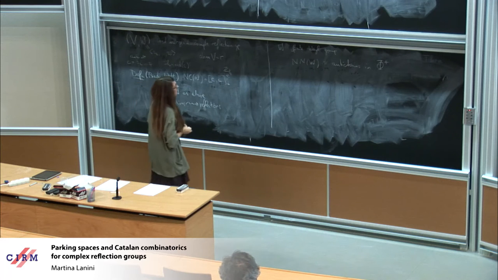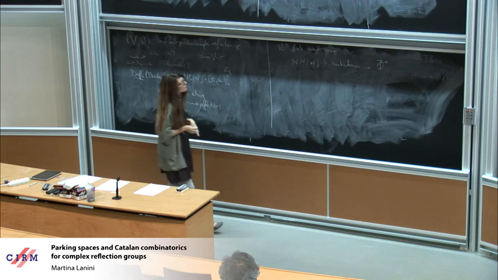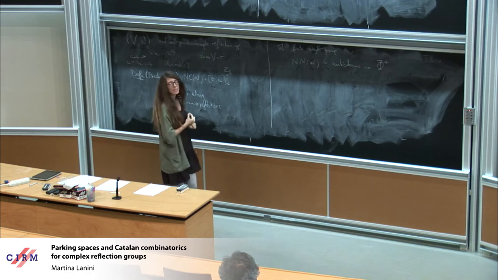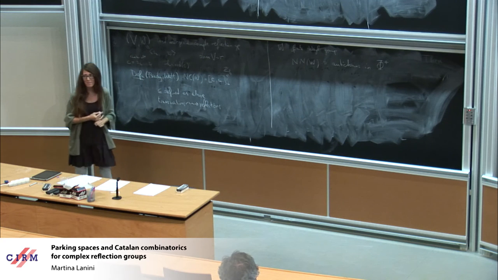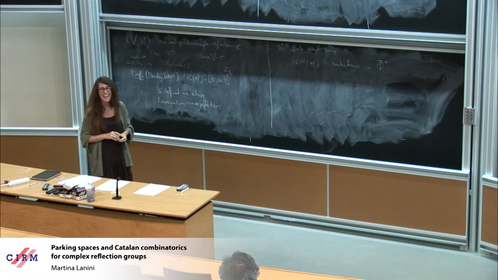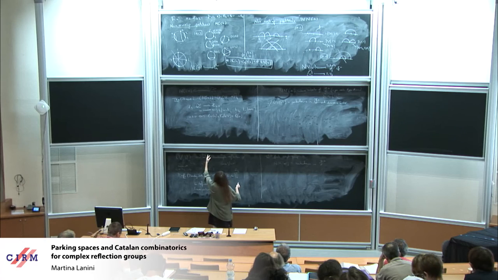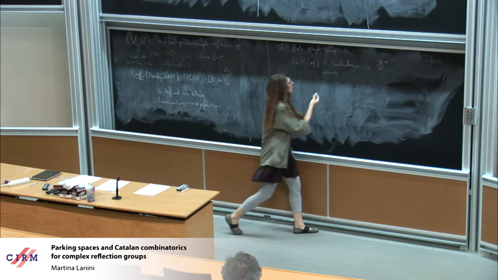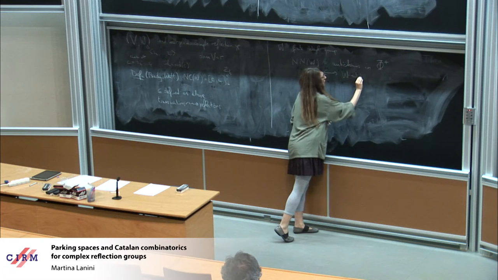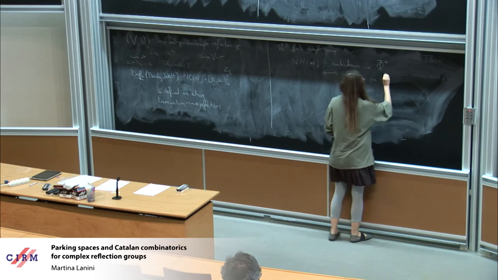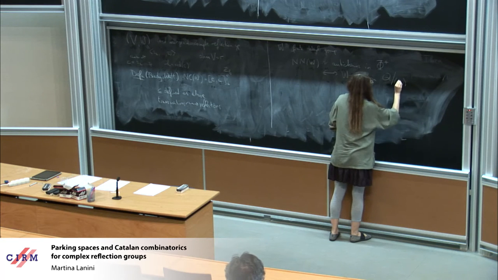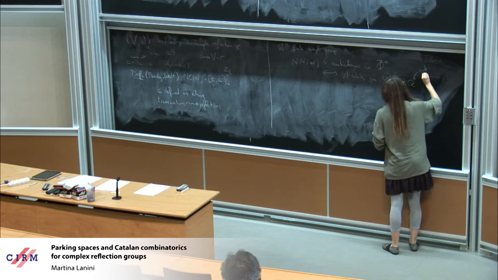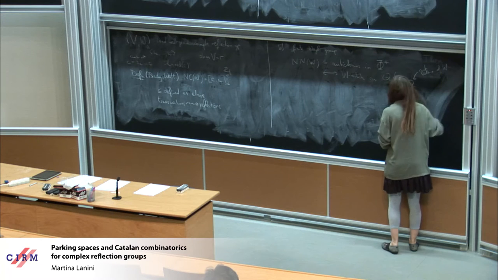And now let me spend one minute motivating the title of the talk, which was about parking spaces. I'm not going to talk about parking functions, because I don't want to spoil the next talk. But why have we seen just non-crossing, non-nesting stuff? Well, the point is that antichains in phi plus can be identified with W orbits on Q mod (h plus 1)Q, where Q now is the root lattice of W.